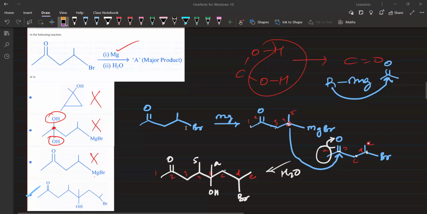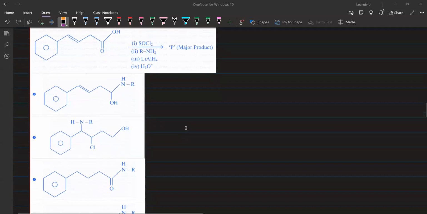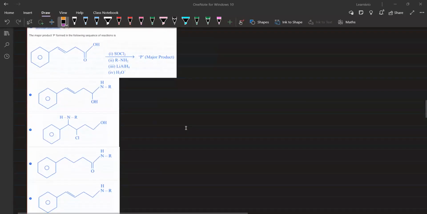Tarif sometimes gets disconnected, I don't know. Okay, let us see the other question. So you have to give the major product here also. See all the reagents that you can see here. SOCl2, you have seen SOCl2. RNH2, you have seen. LiAlH4, you have seen. Then you're just hydrolyzing it. Try this.